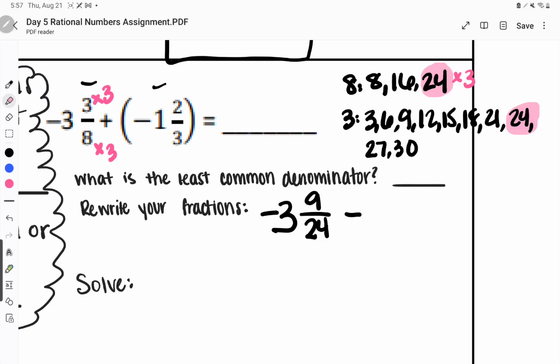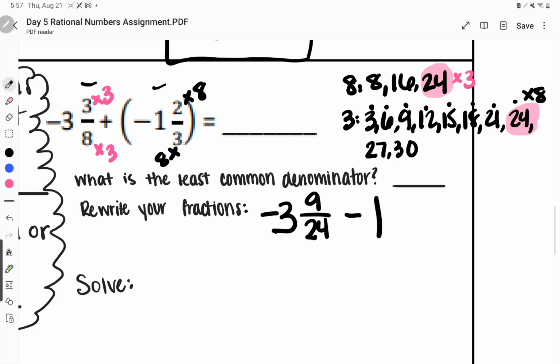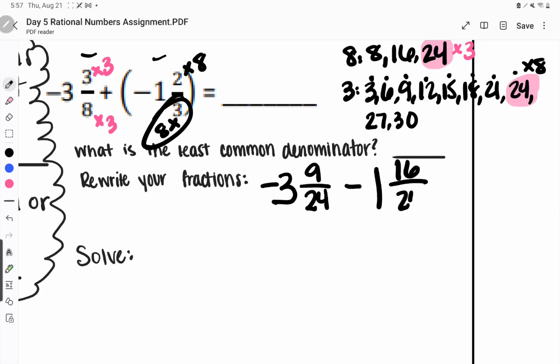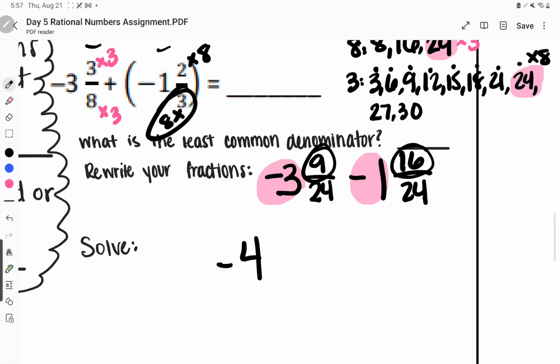How do we get from 3 to 24? We multiply by 1, 2, 3, 4, 5, 6, 7, 8. So to this 3, I'm going to do times 8. And to my numerator, I will also do times 8. So we have negative 1. And then 2 times 8 gives me 16. And then 8 times 3 gives me 24. Remember, we are adding because they're the same signs. So I'm going to do 3 plus 1, which gives me 4. We keep the sign of the bigger number. The bigger number is the 3, so this is going to be negative. And then I have 9 plus 16, which is going to give me 25 over 24.